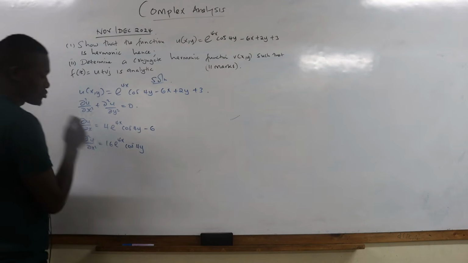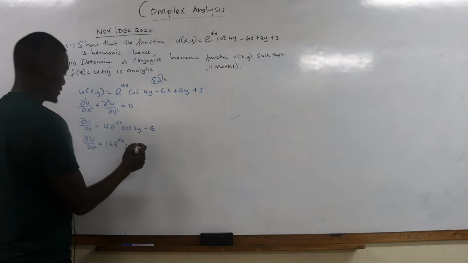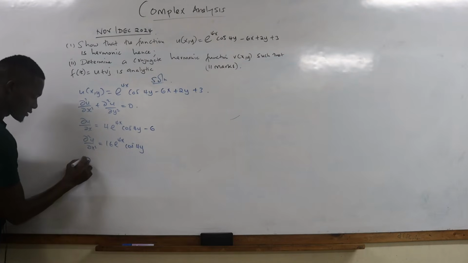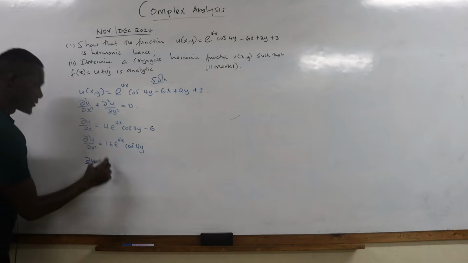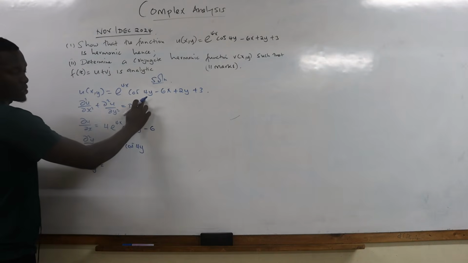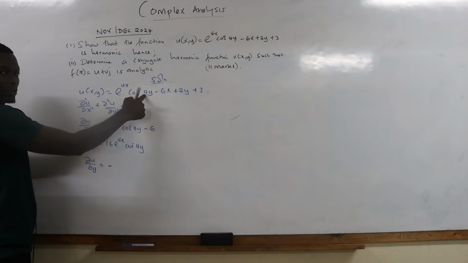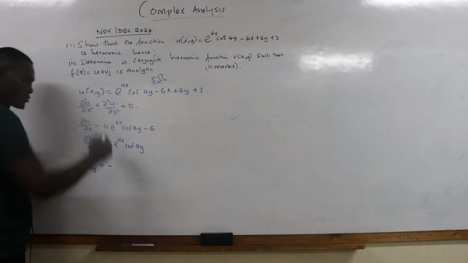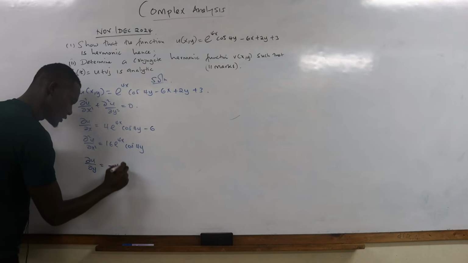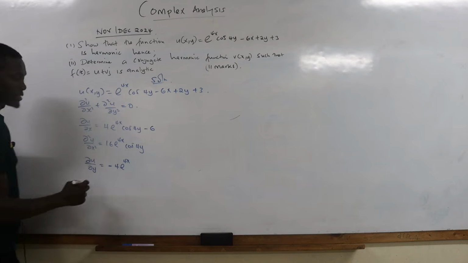Now let's come to the second part. With respect to y, du/dy. When you differentiate cos, you get negative sine, so it gets negative. Then there's a constant here which is 4, so you bring it outside. So you have 4 exponent 4x remains because it is a constant.